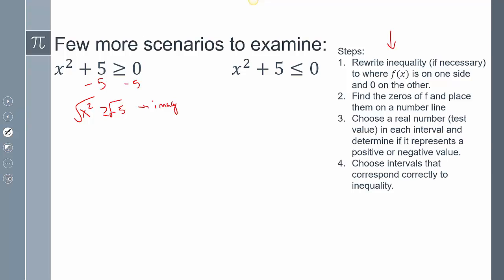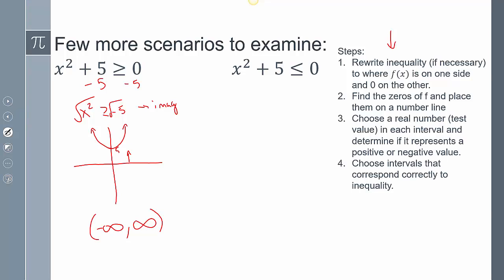So let's look at this visually. If I graph this, say if this is 5, I get a parabola that looks like this. Now it's saying every single value greater than 0. Well, if you notice, every single value that I pick for x is going to be above 0. So that means that my solution is going to be negative infinity to positive infinity.